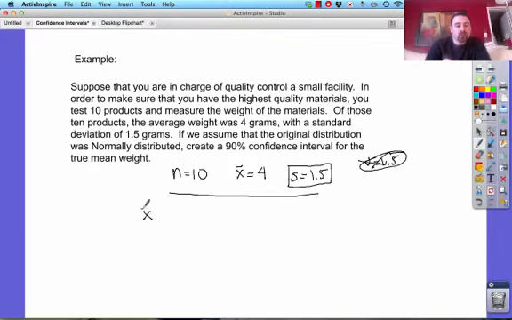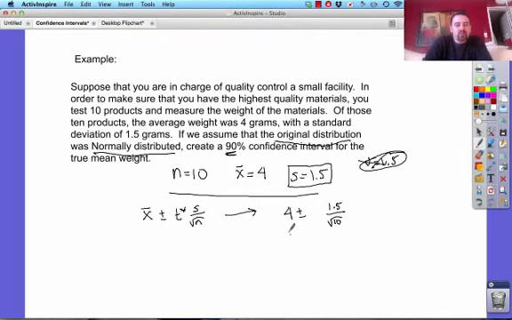So here's what I'm going to look at. X bar plus or minus T star times S over the square root of N. Now, we know that X bar is 4. We're going to leave T star blank. We know S is 1.5. And we know N is 10. Now, we also know that the original distribution was normally distributed. That's good. We need that in order for this distribution to work. Okay? We want 90% confidence.